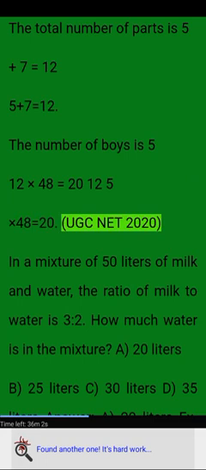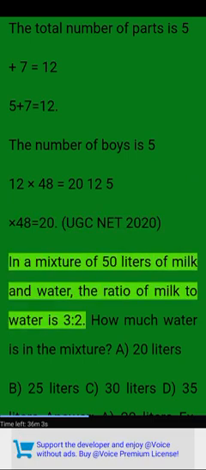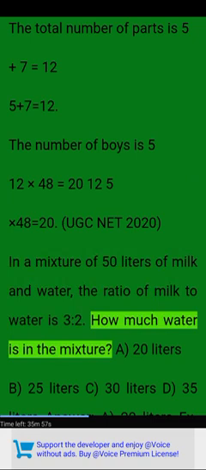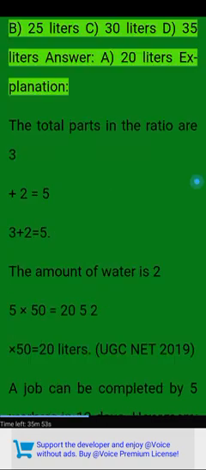UGC NET 2020. In a mixture of 50 liters of milk and water, the ratio of milk to water is 3:2. How much water is in the mixture? A. 20 liters. B. 25 liters. C. 30 liters. D. 35 liters. Answer. A. 20 liters. Explanation.